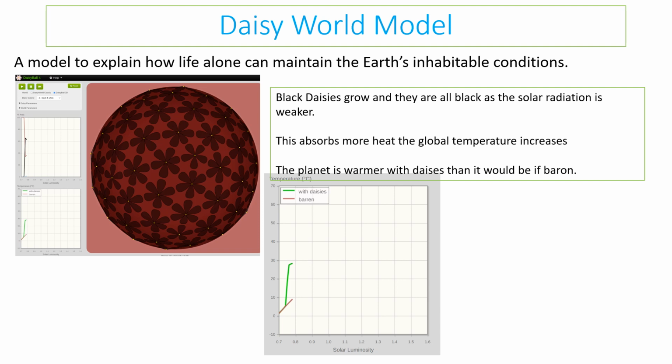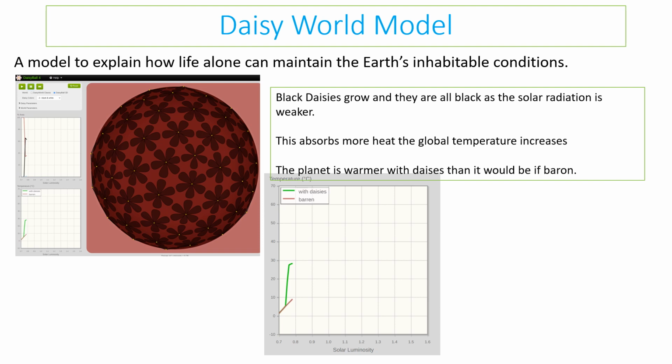So what it shows here in the simulation is that the sun, as we know, is gradually getting warmer because over billions of years the sun's reactions change and the sun is emitting more heat. So the Earth should get hotter as a result.